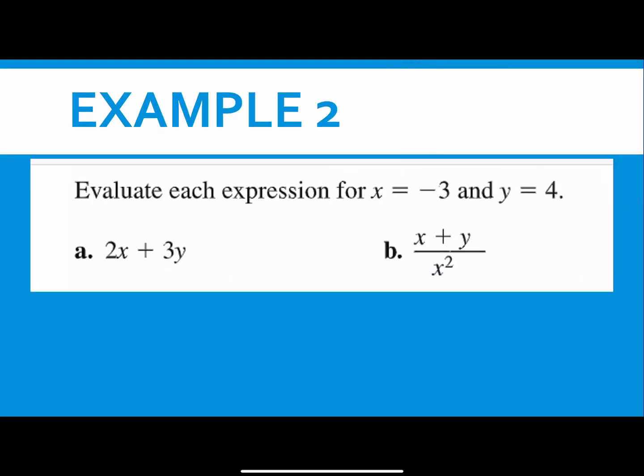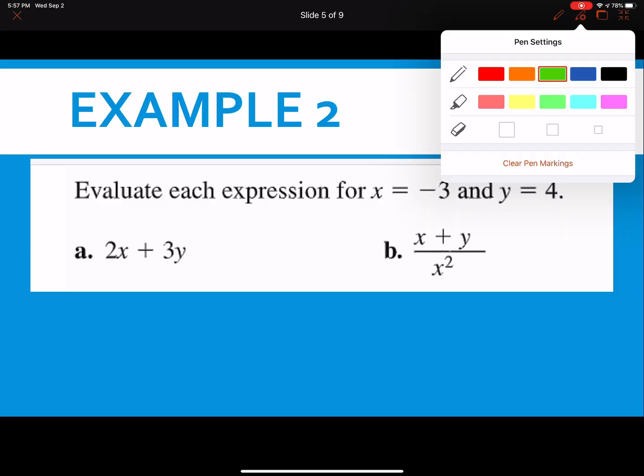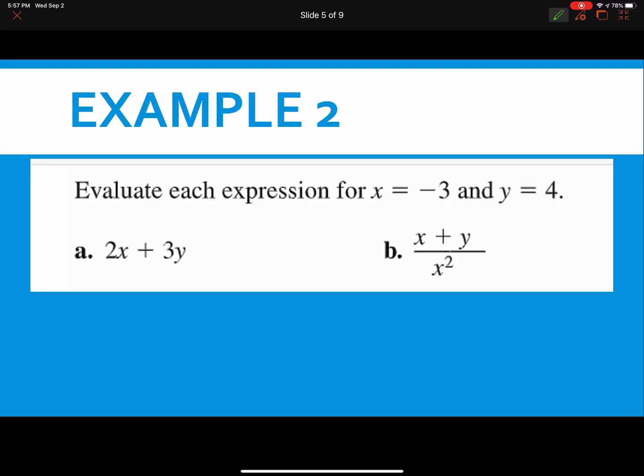Okay, example 2. Evaluate each expression for x equals -3 and y equals 4. In A, we have 2x plus 3y. So I'm going to substitute a -3 in place of x. Anytime I'm substituting a value, I want to go ahead and include that inside the parentheses. If I get into the habit of doing that, it's going to make substituting values with exponents a lot easier.